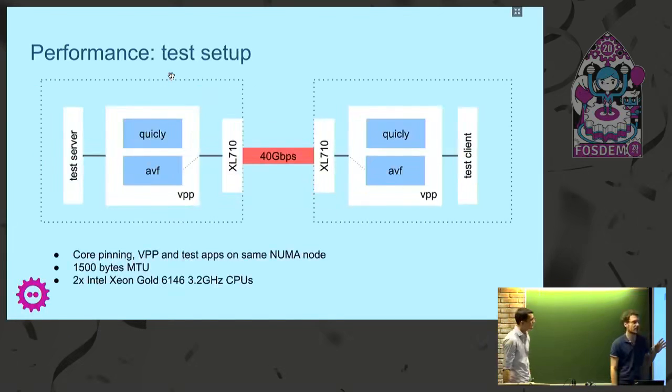The setup we've been playing with consists of two different machines connected back to back with a 40 gig link, XL710. In each one there is a VPP running and the test application attached to it. So we do pin the cores, run VPP and the test app on the same NUMA, and use 1500 bytes MTU. Those are 3.2 gigahertz CPUs.